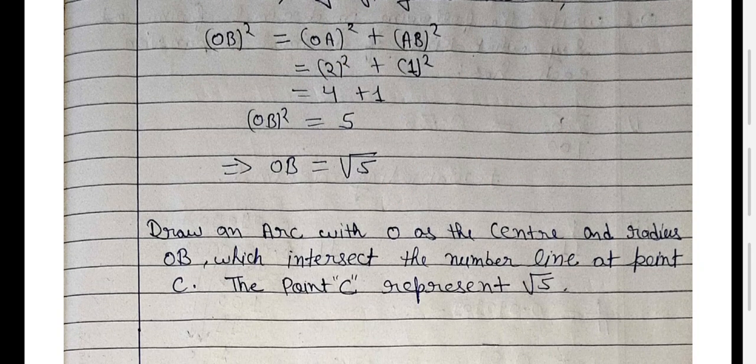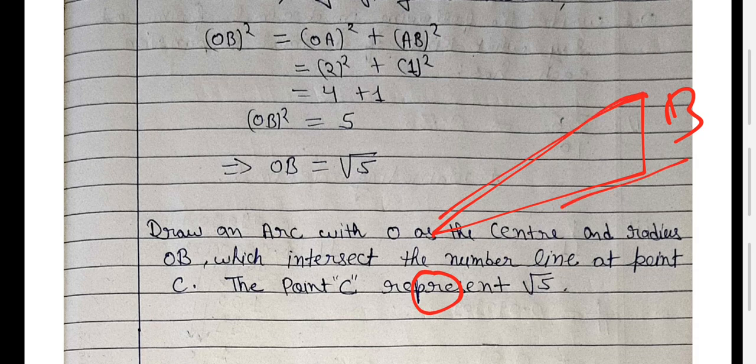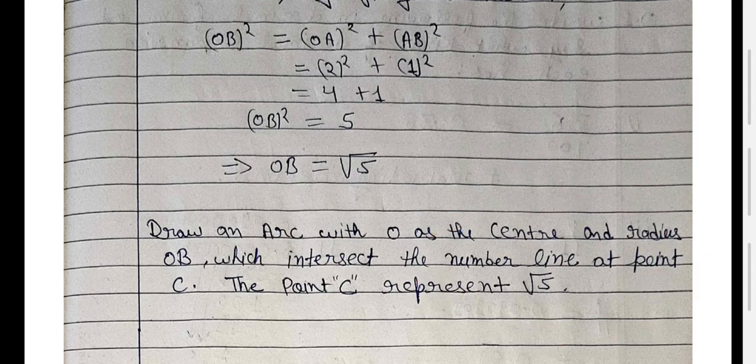Now draw an arc with O as a center and the radius OB. It is the OB now. You take this radius and draw an arc which intersects the number line at point C. When you bring it downside, it intersects the number line at point C. So this C represents root 5. It is your proper answer.